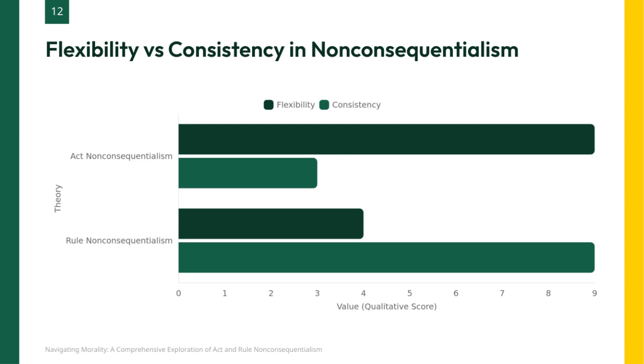On the other hand, rule non-consequentialism scores high on consistency, reflecting a stronger adherence to established rules that guide actions uniformly across cases. This approach sacrifices some flexibility, as indicated by its lower score in that area, because it prioritizes following moral rules rather than adapting to each unique situation. This trade-off between flexibility and consistency is central to understanding how these two versions of non-consequentialism operate and influence ethical reasoning. It highlights the balance between adapting to particular cases and maintaining steady moral principles.